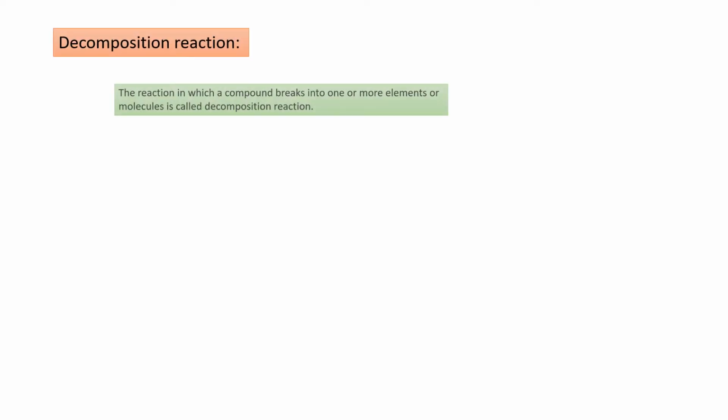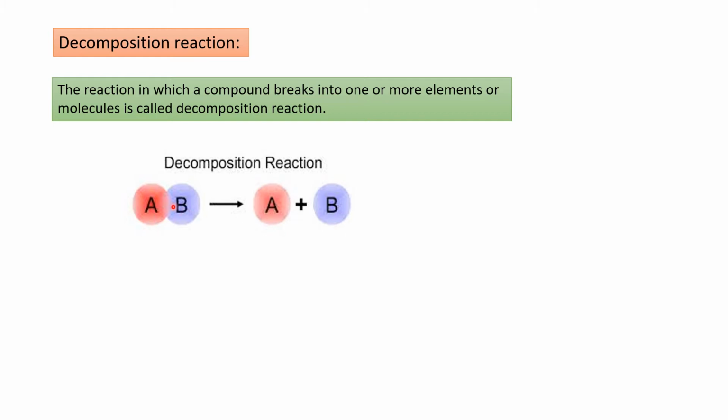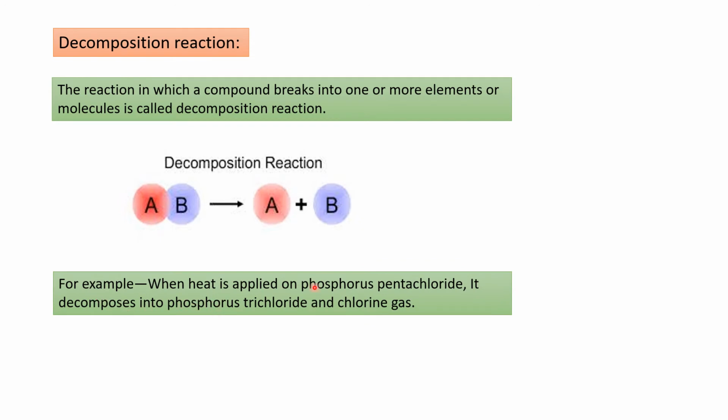Decomposition reaction: the reaction in which a compound breaks into one or more elements or molecules is called a decomposition reaction. A decomposition reaction is exactly opposite to an addition reaction. In an addition reaction, one or more elements are added. On the other hand, in a decomposition reaction, one or more elements split up. In a decomposition reaction, AB turns into A and B by splitting up. For example, when heat is applied on phosphorus pentachloride, it decomposes into phosphorus trichloride and chlorine gas.